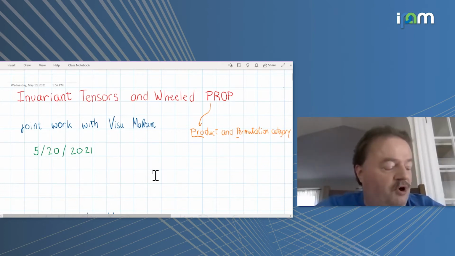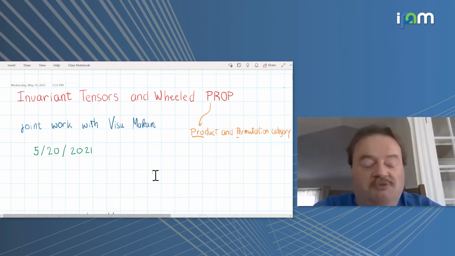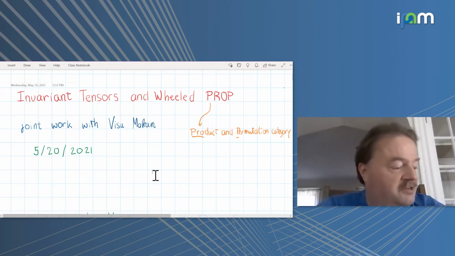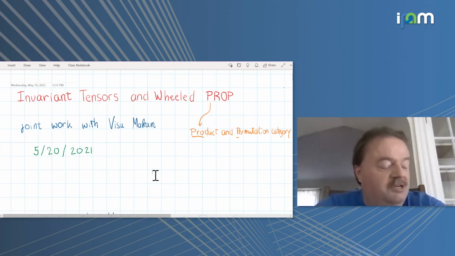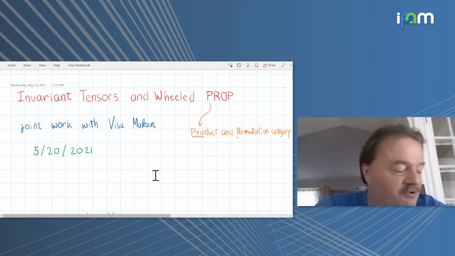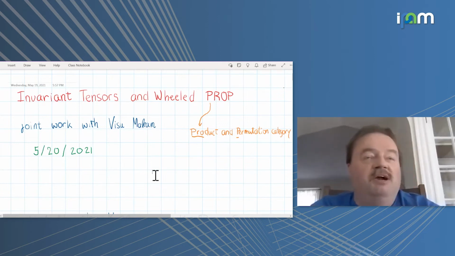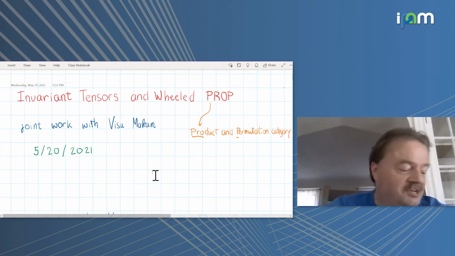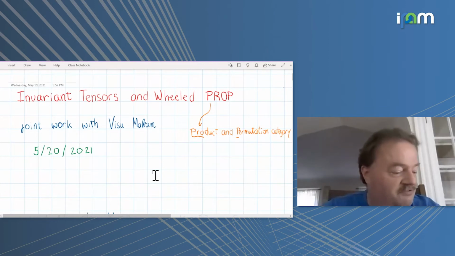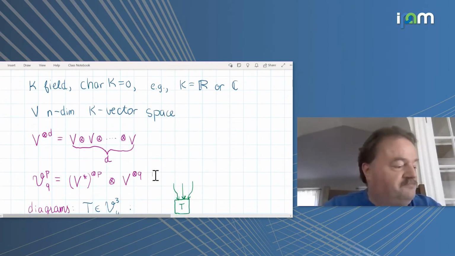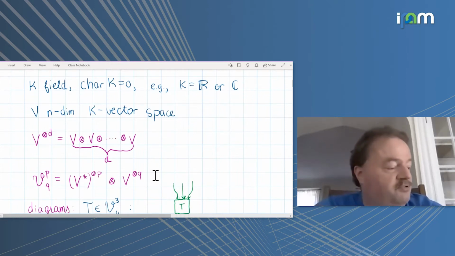Now, a wheeled prop is some kind of algebraic structure that I will explain later. And prop is actually something that came from, I think, algebraic topology, which is an abbreviation of products and permutation category. All right. So this is the setup.